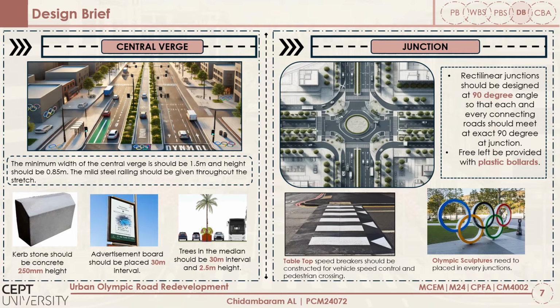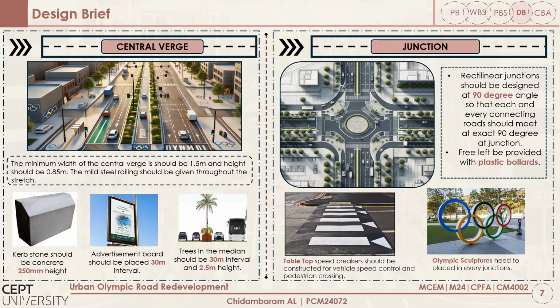The next component is junction improvements. The junction improvement is the most important component in this redevelopment. It should be designed as a rectilinear junction so that each and every connecting road should meet at 90-degree angle. The speed breaker should be tabletop with pedestrian crossing with white color markings. Tabletop is provided to control the vehicle speed in junctions and for a smooth driving experience for the road users.